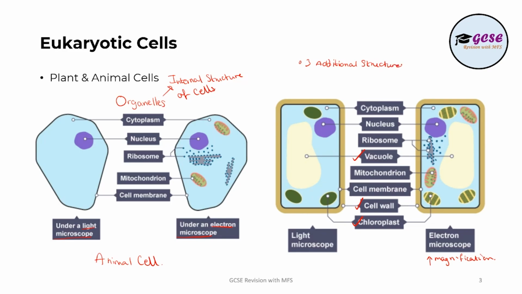And I've ticked them on the diagram for you. So we've got vacuole, cell wall, and chloroplast. And this is an example of a plant cell.